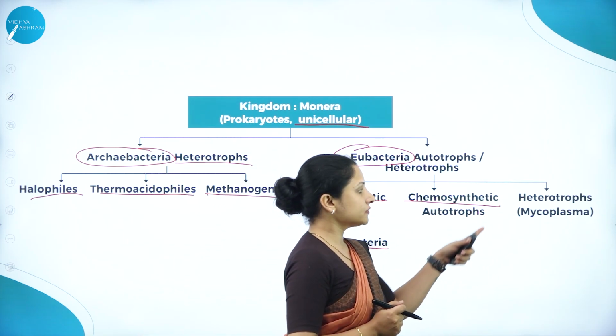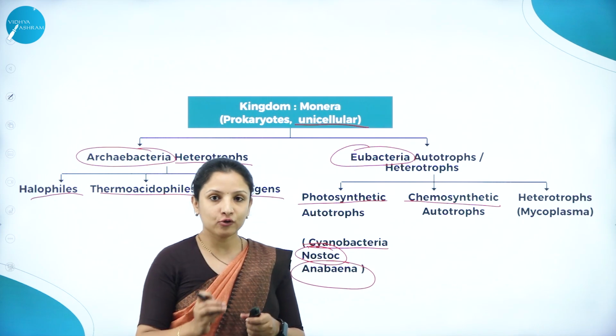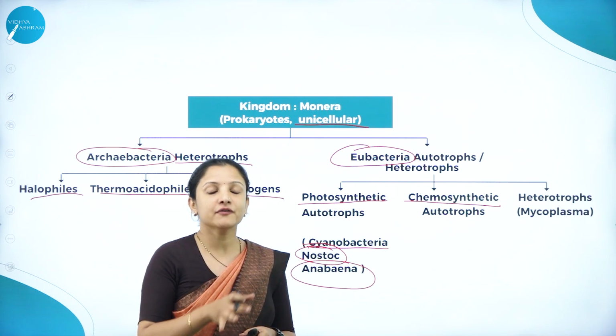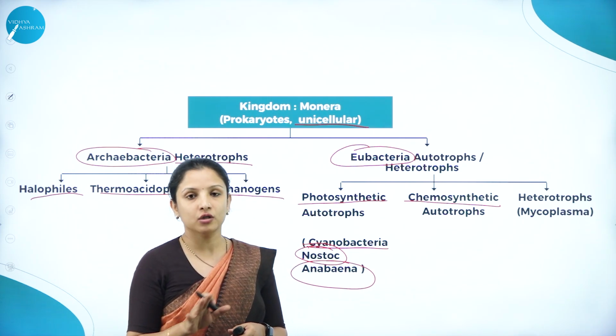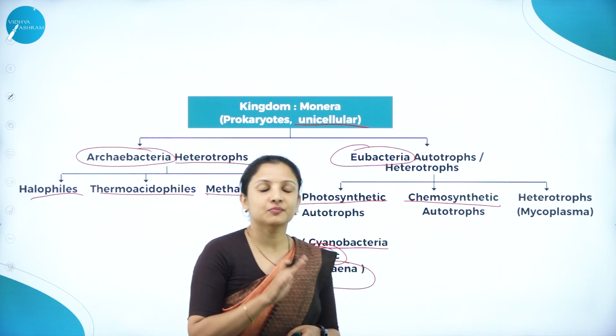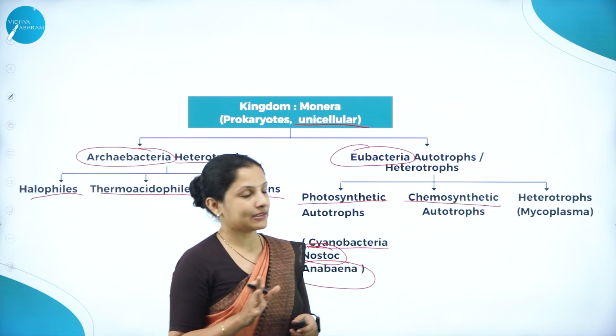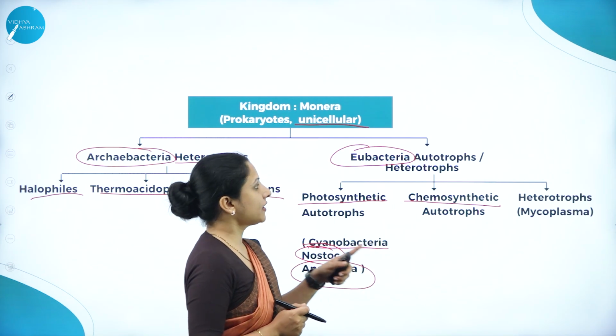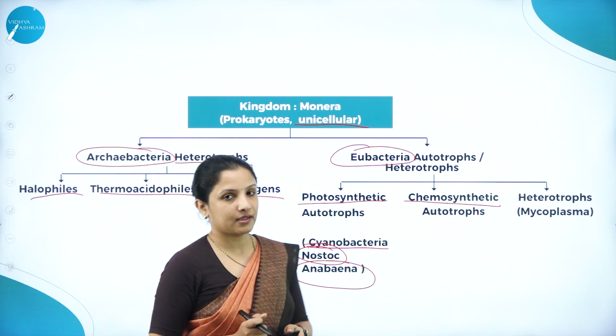Next is heterotrophs. They are mycoplasma. Mycoplasmas are the bacteria which completely lack a cell wall. So there are few bacteria which have a cell wall, but mycoplasma is a bacteria which completely lacks a cell wall. So this is about heterotrophic bacteria.